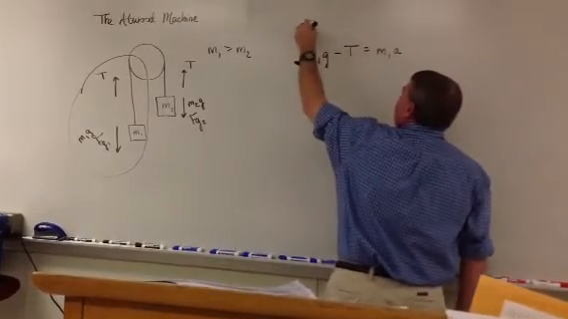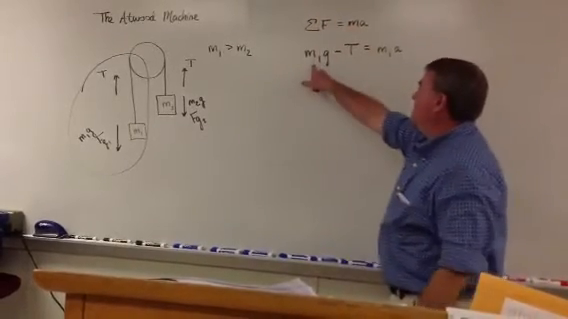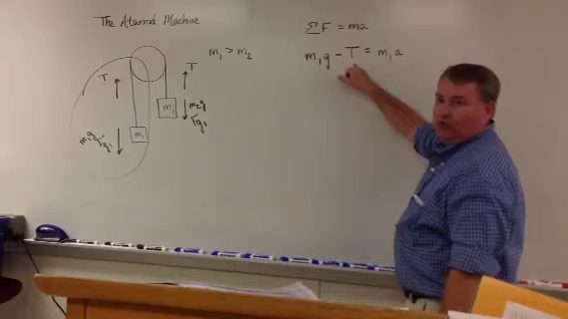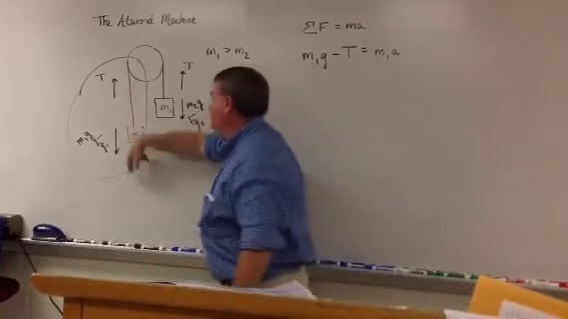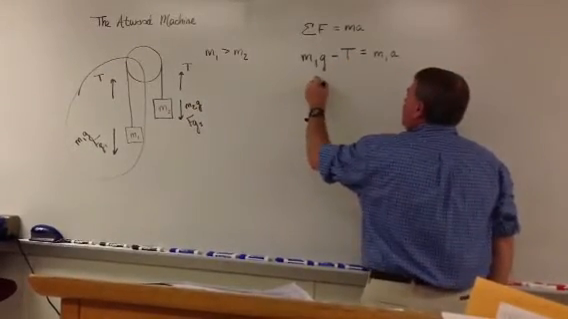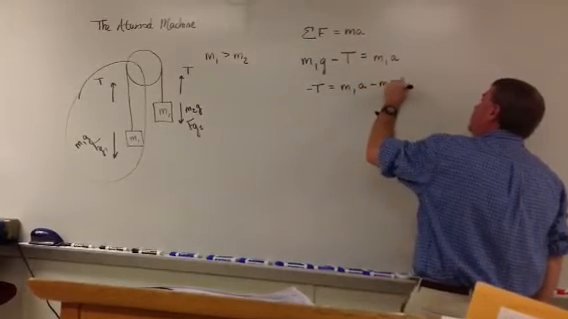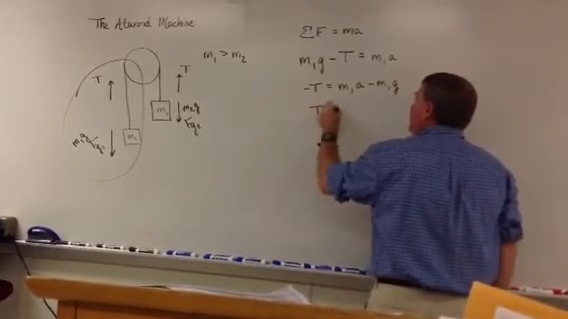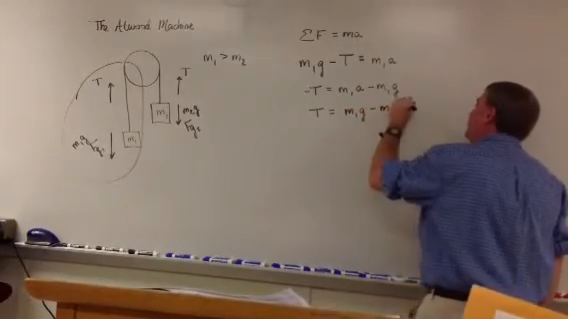Now, again, the sum of the forces are always equal to mass times acceleration. Mass times gravity is a force, tension is a force. The negative sign is there to show you that they're opposing directions. Right? And solving for tension, negative tension is equal to M1A minus M1G. Dividing by negative 1, tension equals M1G minus M1A.